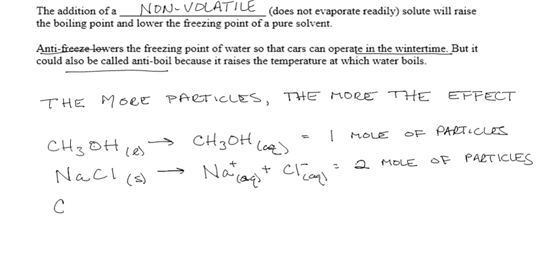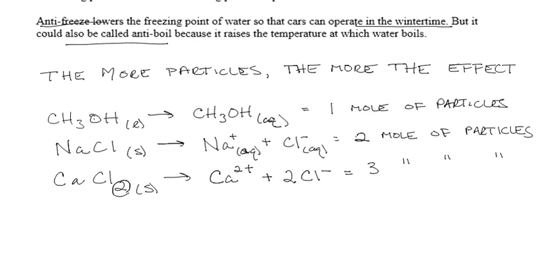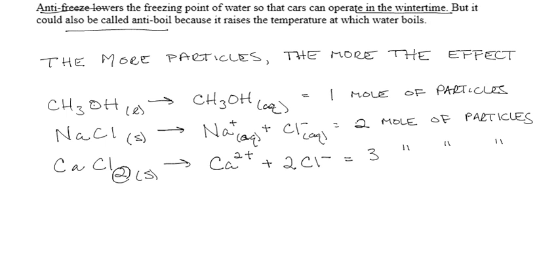So let's get a little crazy. Calcium chloride is a solid salt. It will break apart into calcium ions, which we should know are +2 charge, or we can look it up, and 2 chloride ions, for a total of 3 moles of particles. So calcium chloride has more of an effect than sodium chloride.